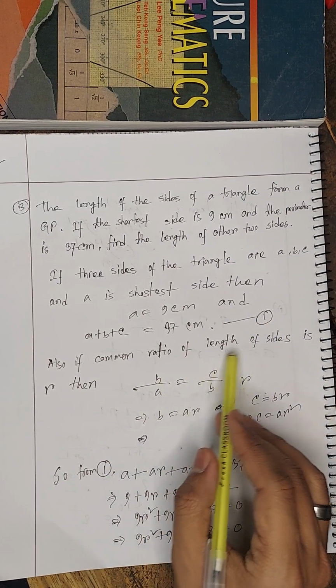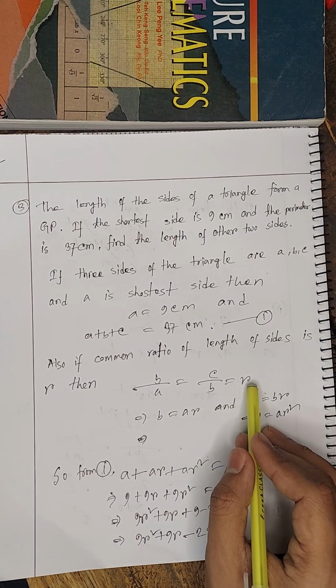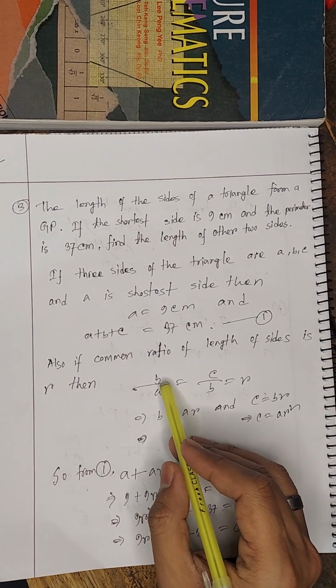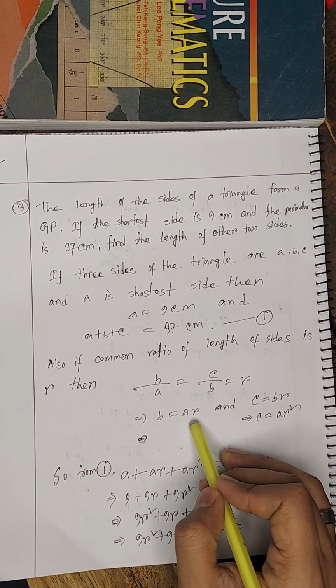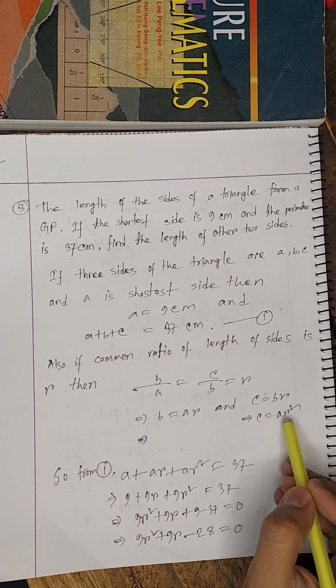And if the common ratio of the lengths of the sides is R, then B by A equals C by B equals R, according to the definition of common ratio. Then B is equal to AR, and then we get C is equal to BR, that is, C is equal to AR square.